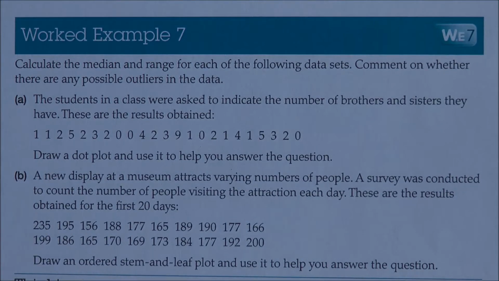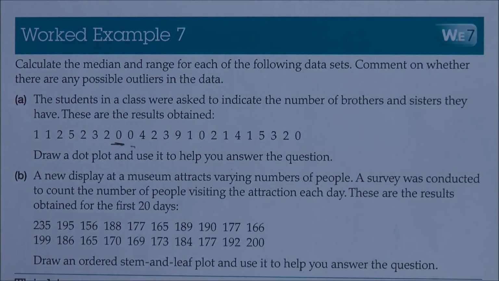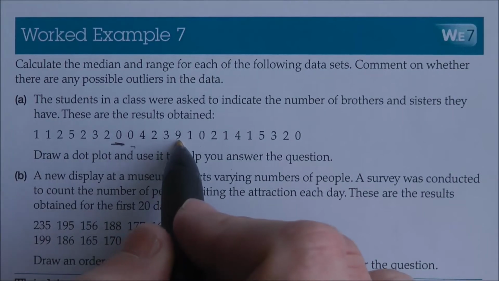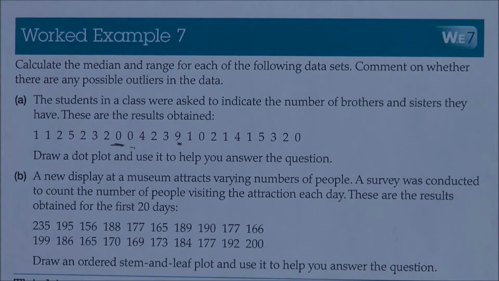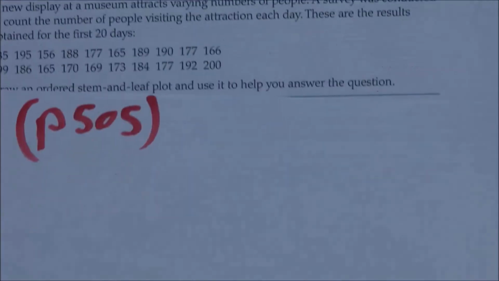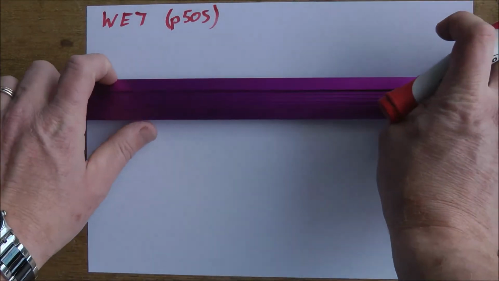Alright, so in order to do it in the first one, we're going to do a dot plot. So the first thing we want to know is, what's my biggest, what's my smallest number? So if I look at my data here, my smallest one is obviously a 0. Okay, we're talking about numbers of brothers and sisters. You can't get less than 0. If we look at my biggest number, here's a 9. So what we're going to do is draw a dot plot using that data. Okay, so my data goes between 0 and 9, so I'm going to draw a dot plot for that data.